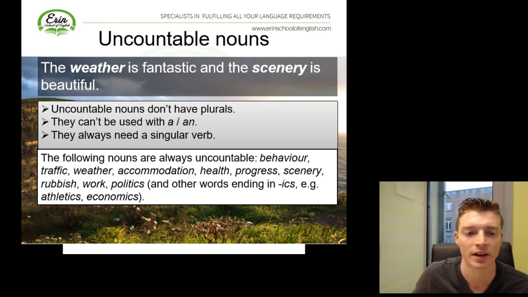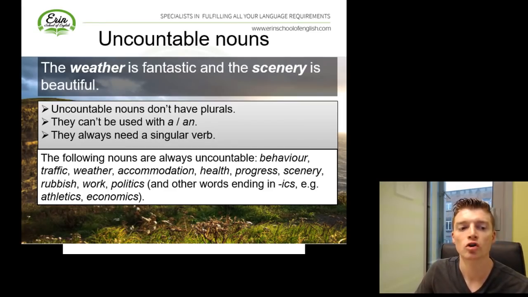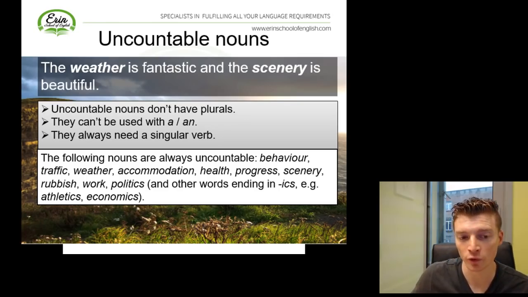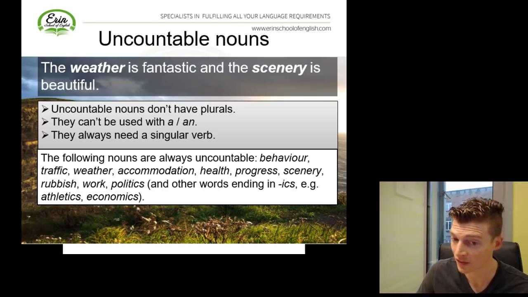So some of the most common uncountable nouns: behavior, traffic, weather, accommodation, health, progress, scenery, rubbish, work, and politics. Also, a useful thing to remember: most nouns ending with the letters ICS, for example, athletics, economics, are usually uncountable nouns in English too. So just be really careful here with these words, because I know in many other foreign languages, a lot of these nouns are countable. In English, they are always uncountable.